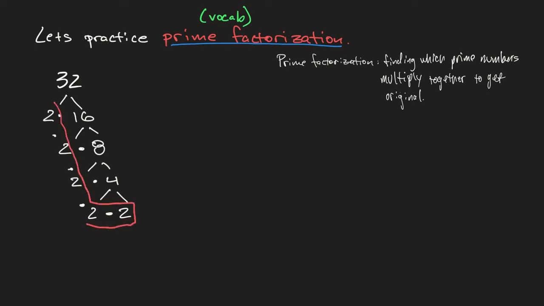I have 2 times 2 times 2 times 2 times 2 equals 32, or 2 to the 5th power. We can write that. Okay, let's see another example.